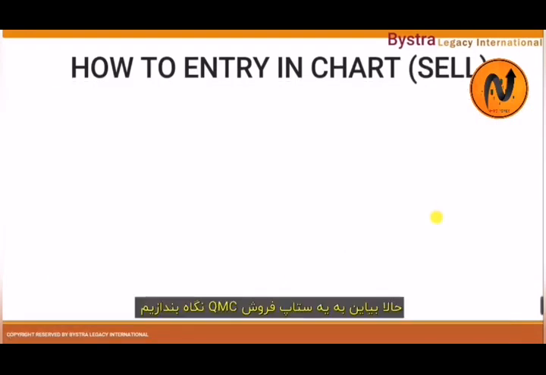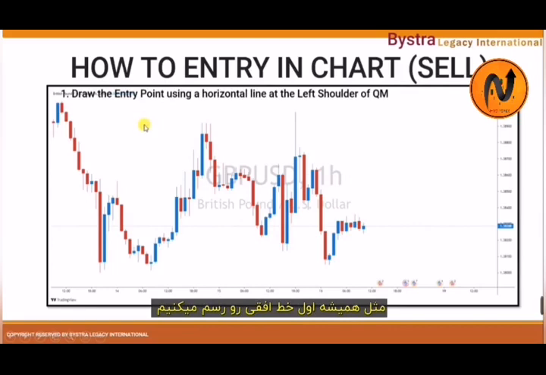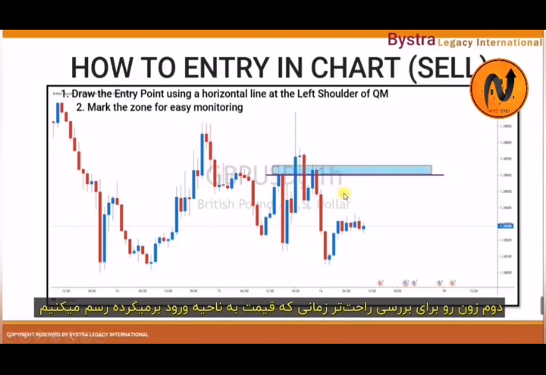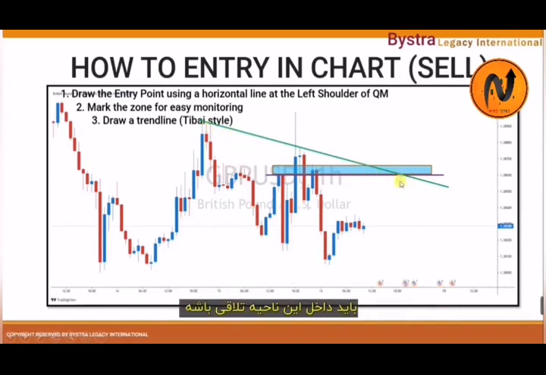Next, let's have a look at the sell setup for QMC. So here there is one sell setup QMC. As we can see clearly, there is a high, low, higher high, lower low. Price hasn't come back to this area, so let's mark it first. First, as usual, we mark the horizontal line. Secondly, we mark the zone for easy monitoring when price comes back to this entry point area. Third is the time that we draw the trend line after we have found the setup. So it must be within this confluence around this area here.